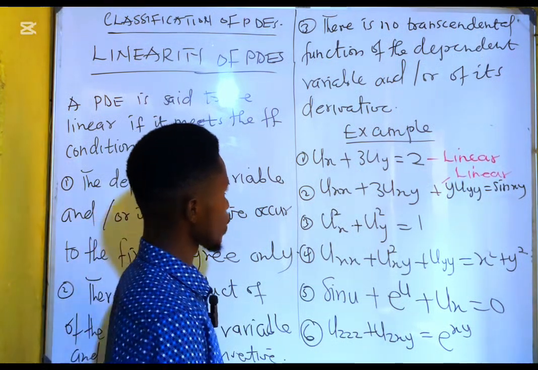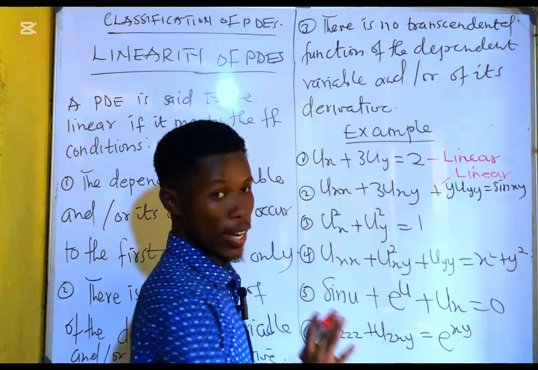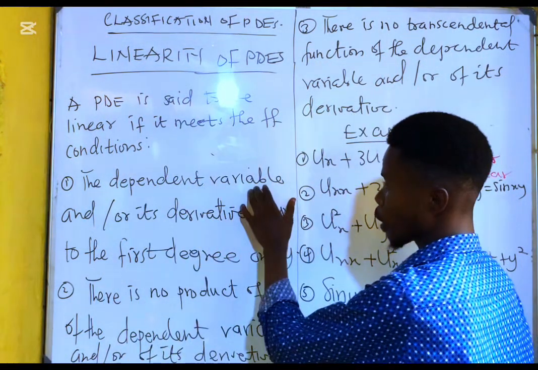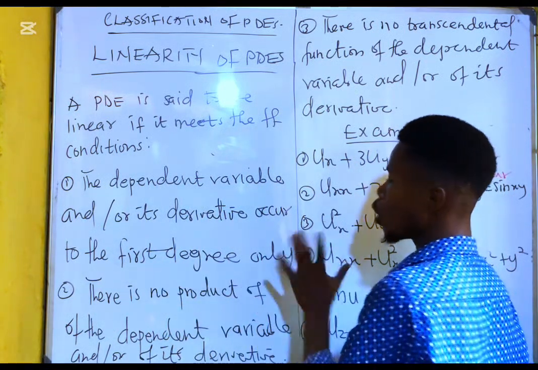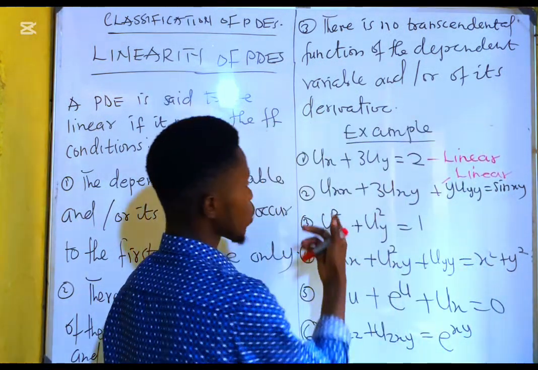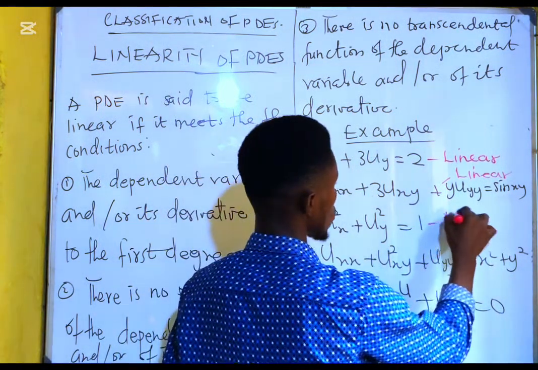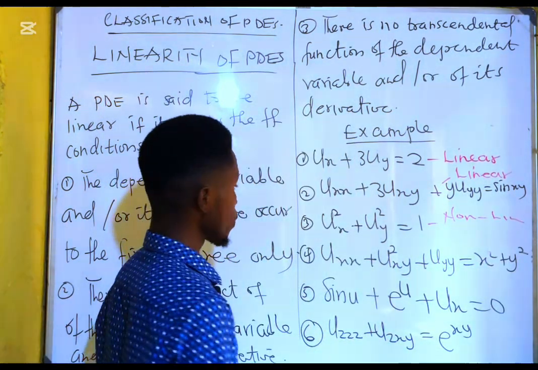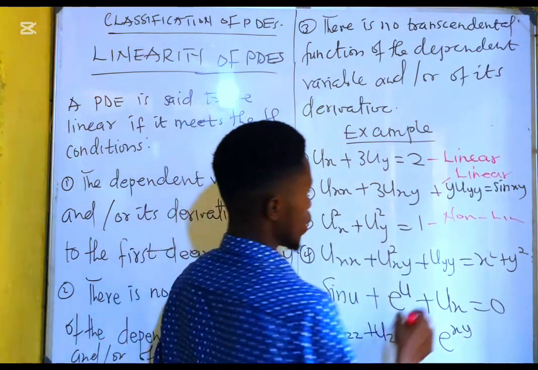Okay, let's look at the next one. The degree here is 2, so automatically I won't even waste my time. It's non-linear because the dependent variable and its derivative must occur to the first degree only. If the degree is more than 1, it becomes non-linear. When you say degree, we are talking about the power. Now, this one too is non-linear because of the u squared here.